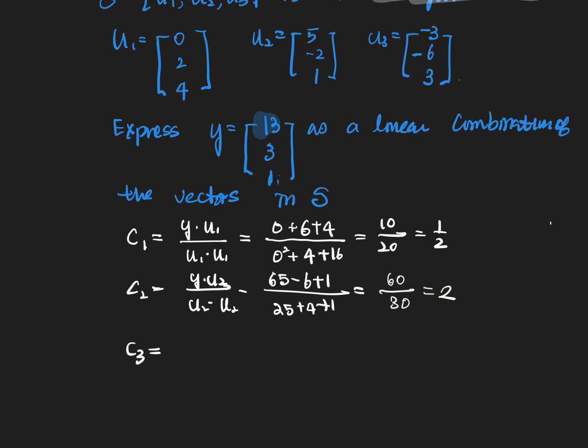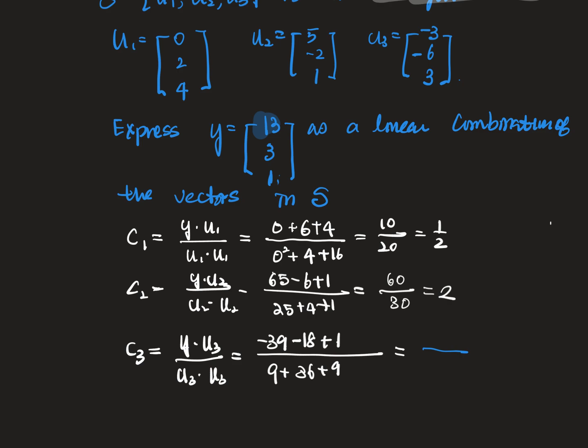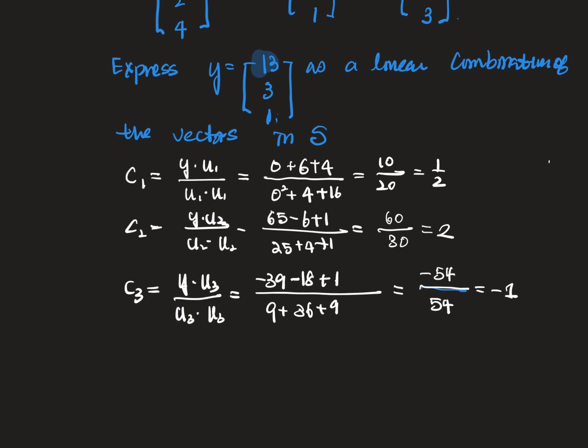So C3 is y inner product u3 over u3 inner product u3. Here the numerator is negative 39, negative 18, plus 1, and the denominator is 9 plus 36 plus 9. So the top is negative 54 and the bottom is 54. This cancels out to negative 1. Now you find the linear combination of the u1, u2, u3 vectors.